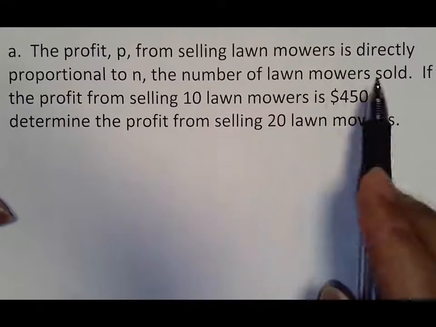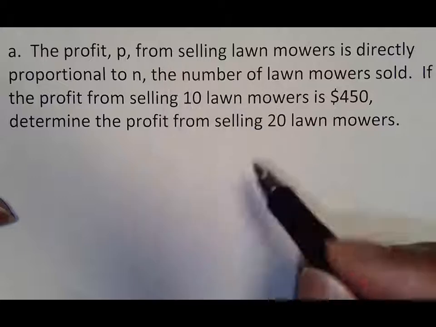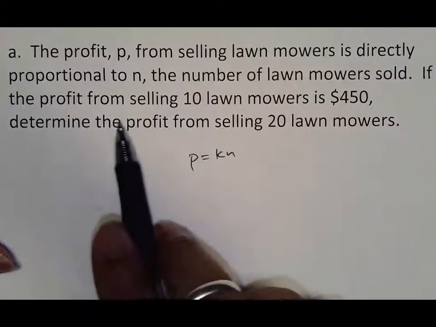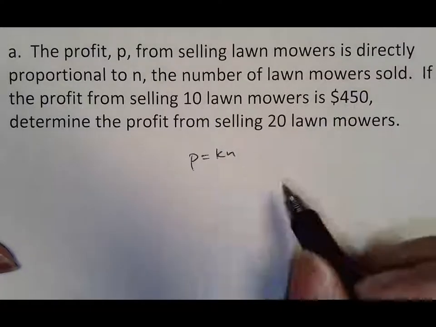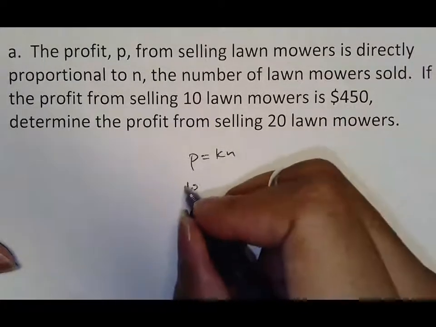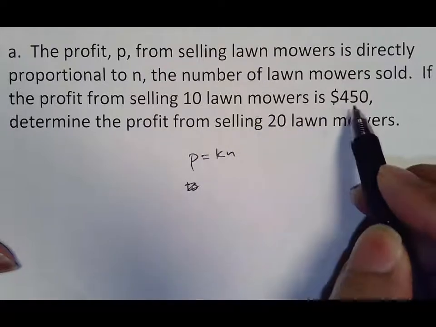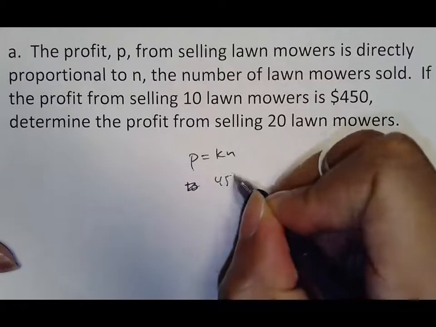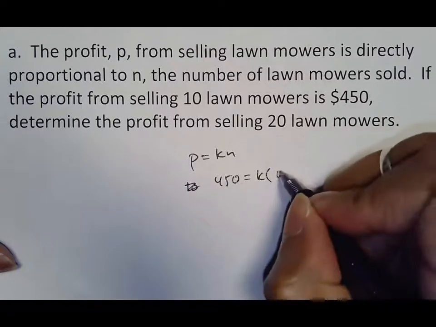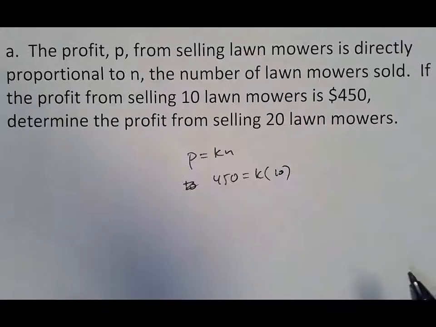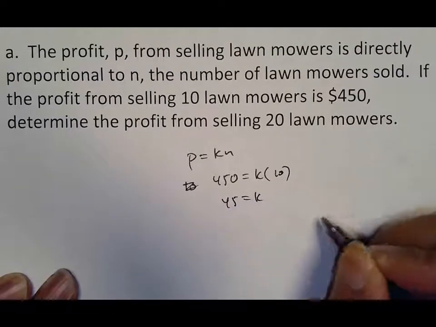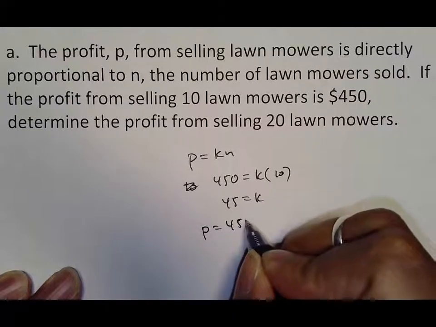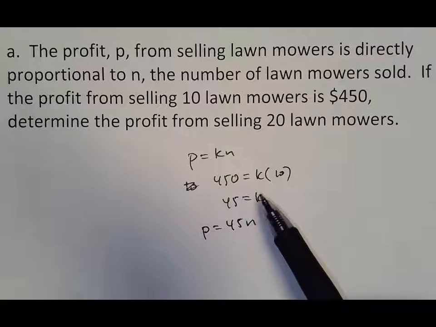The profit P selling lawnmowers is directly proportional to N. So I would just put P equals KN. It says the profit from selling 10 lawnmowers is $450, so 10 lawnmowers would be N, 450 would be the profit, so you would put 450 equals K times 10. You would then divide by 10 to get 45 equals K, and so therefore your general formula would be P equals 45N. Why? Because K is 45.